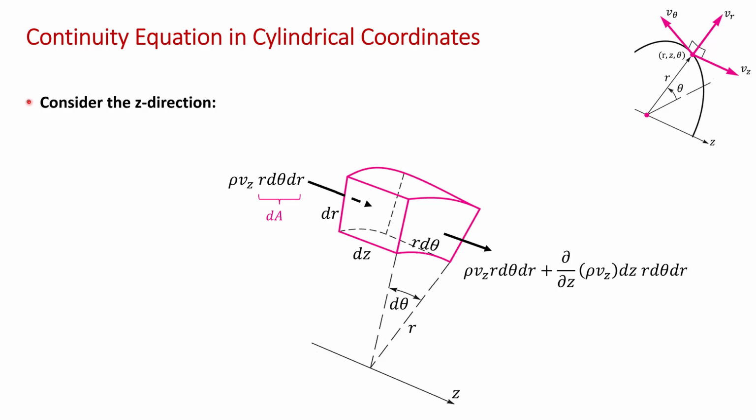Now we repeat this in the z direction. The mass flow rate into the control volume in the z direction is rho Vz times the differential area dA, where dA is r d theta dr. So this area. And the mass flow rate out is rho Vz r d theta dr plus the rate of change in the axial direction, in the z direction, of rho Vz times dz. Again, times the differential area r d theta dr.